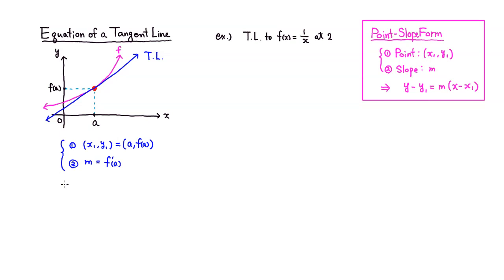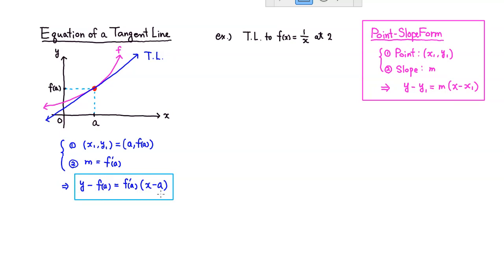Therefore, the equation is simply y minus y1, which is f of a in this case, so we put f of a, is equal to m, and m is f prime of a, multiplied by the quantity x minus x1. I'm just doing the point-slope form. x1 in this case is a. So this is how we come up with an equation of a tangent line.